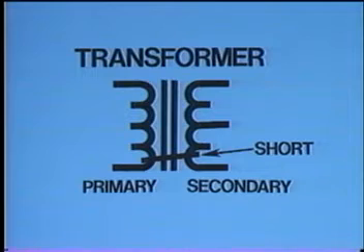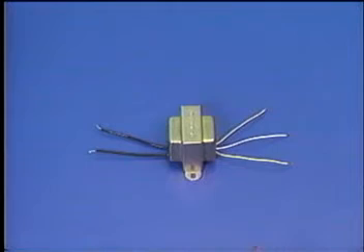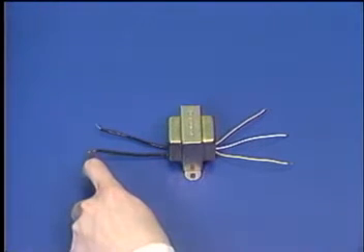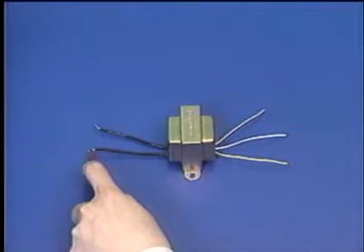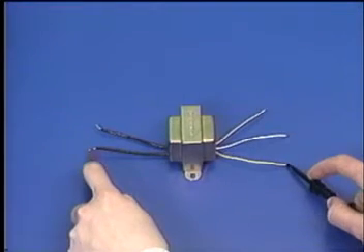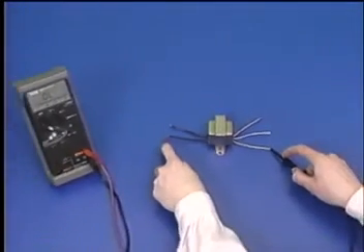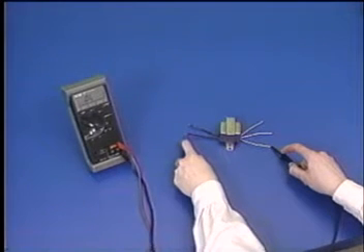It's possible for a short to occur between the primary and secondary windings. To test for a short, connect one probe to one end of the primary winding and the second probe to one end of the secondary. Since this transformer is good, OL is displayed and no tone is heard.